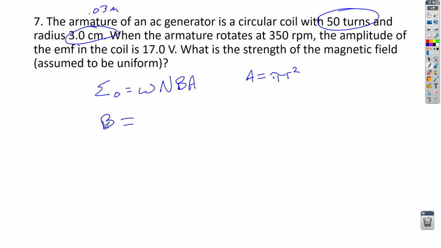Our angular frequency here, well, let's go ahead and do this. We want to find out what is the magnetic field. So that puts the EMF on the top, omega NA on the bottom. This would be 17 volts for our potential.